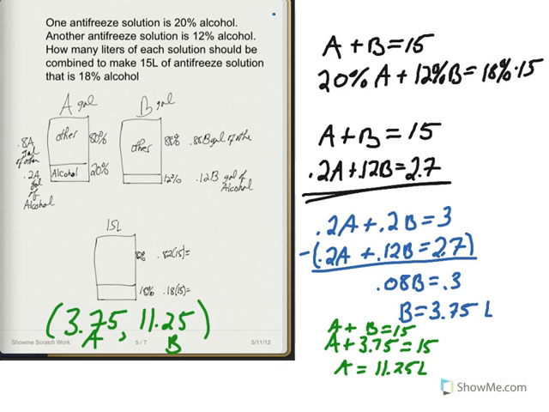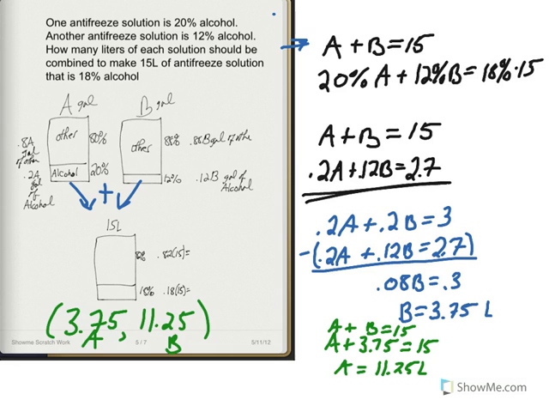Okay, here's the solution. We know that we have some container of A liters of antifreeze and some container of B liters of antifreeze. So if we add those two containers together, we have a total amount of 15 liters. So A plus B added together gives us 15 liters. That gives us our first equation, A plus B equals 15.